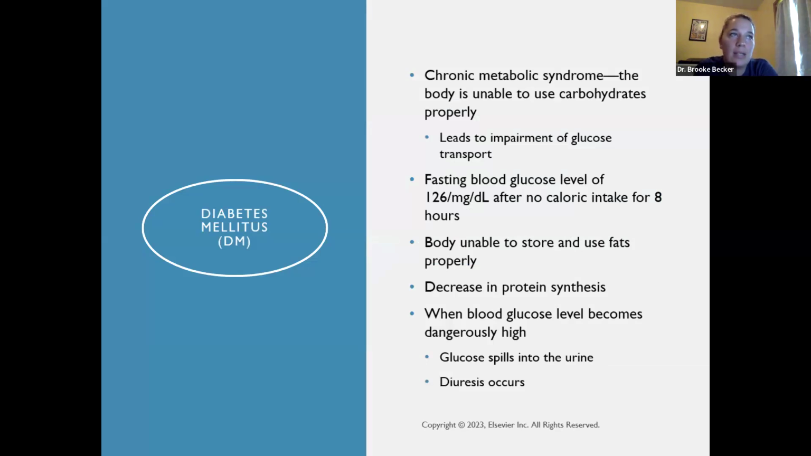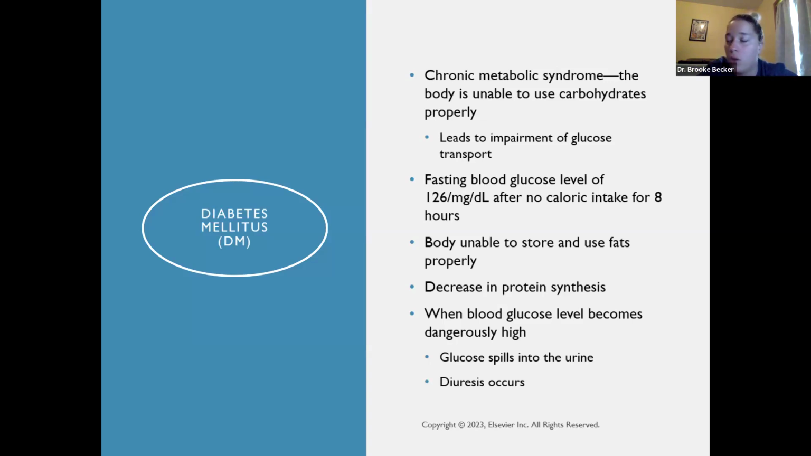Okay, diabetes mellitus. This is probably one of the most common chronic syndromes. So these kids, their bodies don't know how to properly utilize carbohydrates and how to break them down. It's diagnosed with a fasting blood sugar level of 126 after they haven't had any caloric intake for 8 hours. You can automatically diagnose diabetes with that. Their body's unable to use and store fats properly, and they have decreased protein synthesis. Okay.